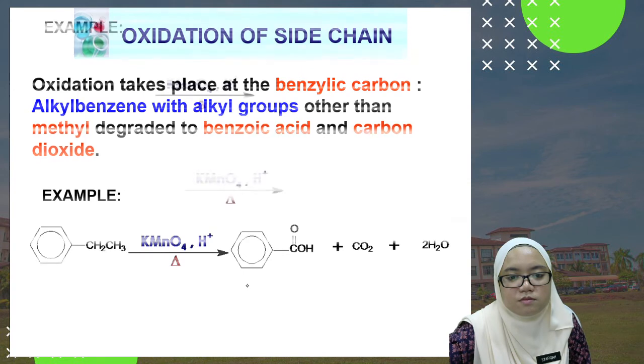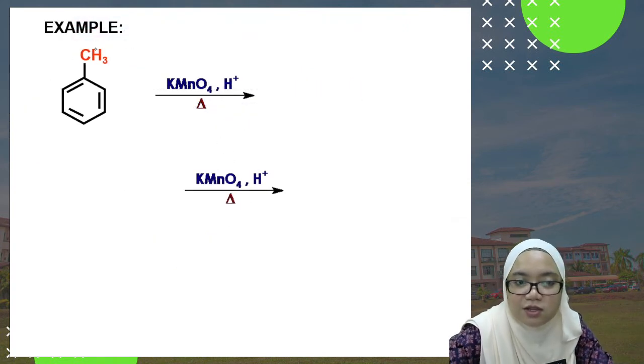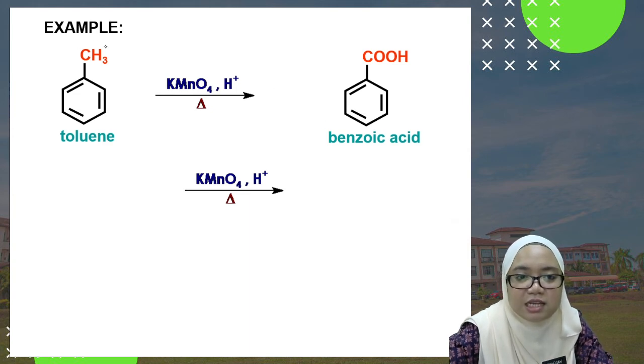So let's look at this example. We have toluene here. So this is toluene. Sebab apa? Kita ada CH3 attached to the benzene ring. So the common name here is toluene. So toluene, when it undergo oxidation with potassium permanganate under acidic condition with heat, it will form carboxylic acid, benzoic acid. Sebab apa? Dia tukar CH3 kita ni jadi COOH functional group.